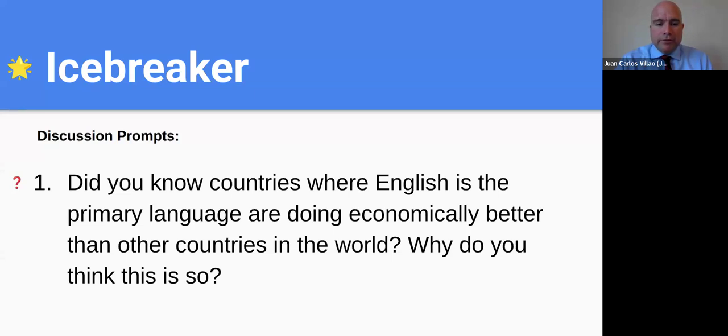Why do you think this is the case? It could be for a number of reasons. It could be a number of factors. We're going to go into those factors, but the reason I bring this up is for you to think about it first. Why are English-speaking countries doing better than other countries where English is not spoken? So just think about that for a moment.